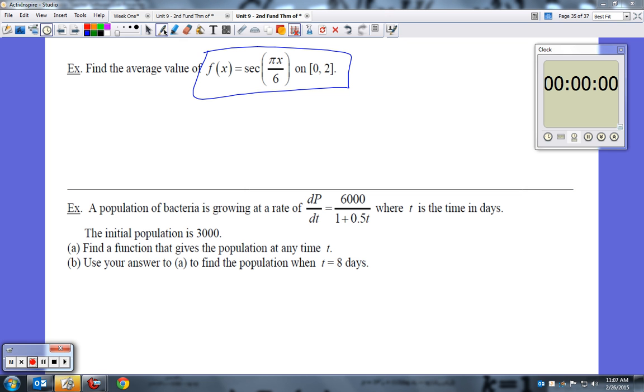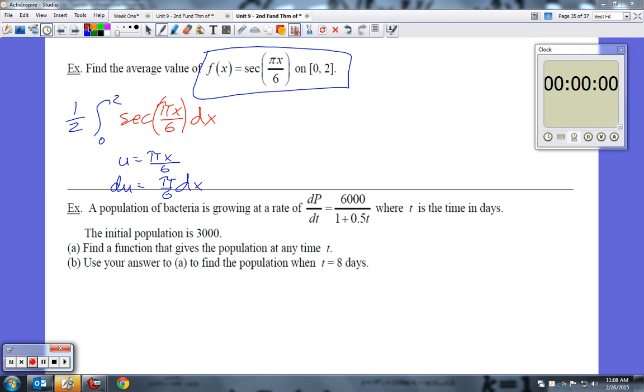Alright, so this is going to be 1 over 2 minus 0 from 0 to 2, and it's going to be of secant pi x over 6. Okay. Let's go with Kelsey. What's u? Yep. Kelsey, what's du? Pi over 6 dx. Okay, so careful. 1 over 2 minus 0, we know. I can go ahead and just write that as 1/2.